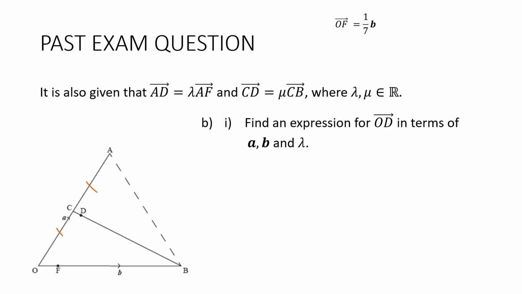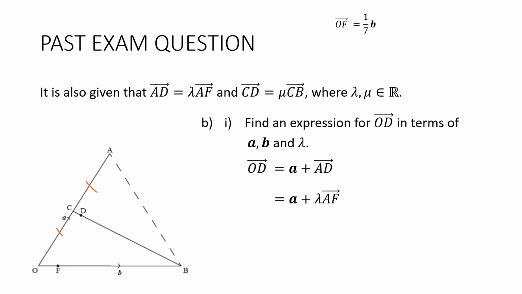Part B, part 1, find an expression for the vector OD in terms of A, B and lambda. So OD is here. Again, we're going to start by forming a vector equation. It is A plus AD. And AD is going to allow us to get lambda into the equation.